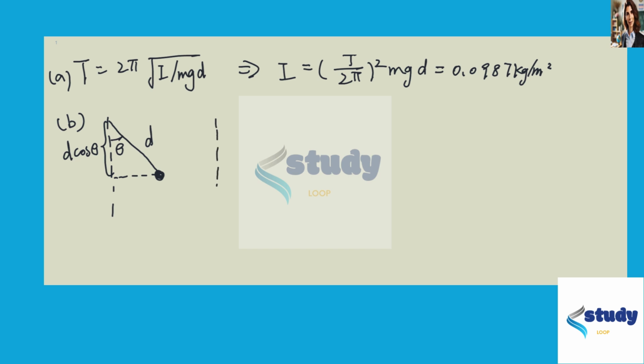And when it passes the equilibrium point, this is d, the height is d. So you have the height difference between here and here going to be d times (1 minus cosine theta).